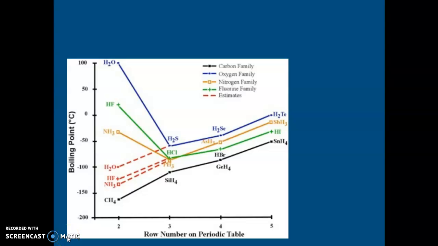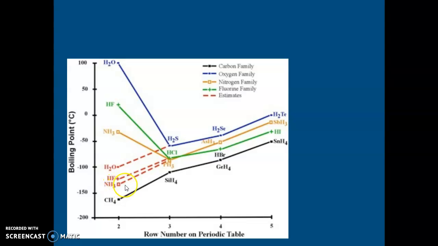So here it is in part 2. Have a look. Group 4 hydrides. They fit the expected plot. So as the molecule gets bigger, the boiling point gets bigger.